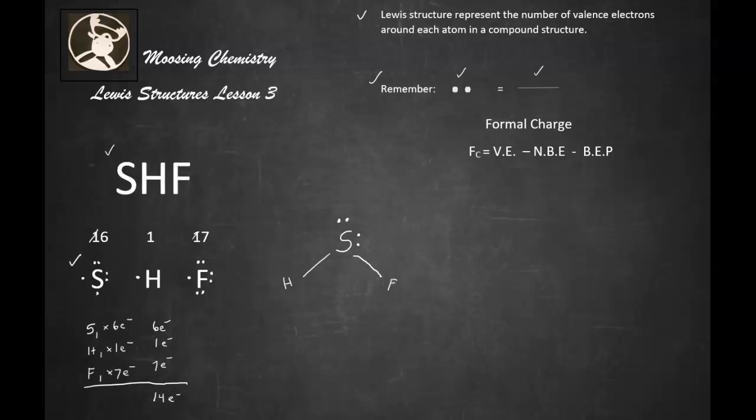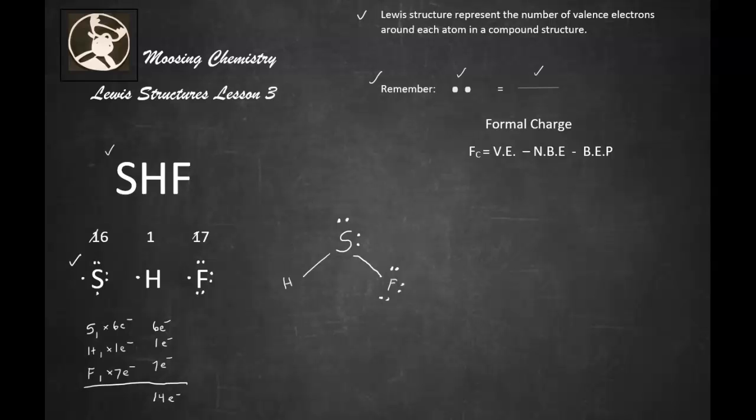Okay, so let's take this a little bit further now. So let's see if this is the best possible structure. But first, wait a minute. We have to count up all our electrons. So we got to give fluorine its octet. What about hydrogen? Does hydrogen get an octet? No. Hydrogen doesn't have an octet. So let's count our electrons: 2, 4, 6, 8, 10, 12, 14.